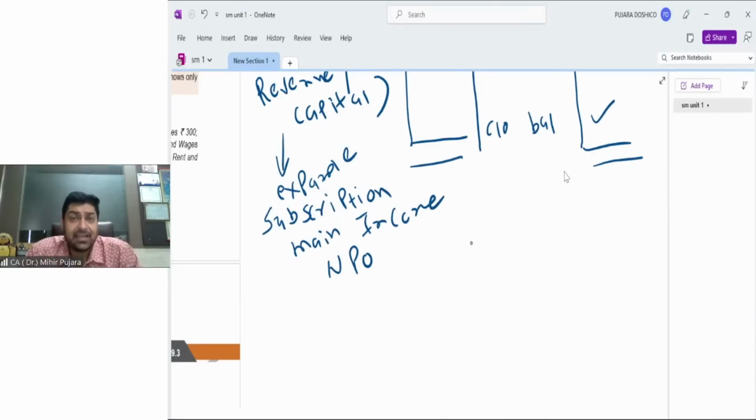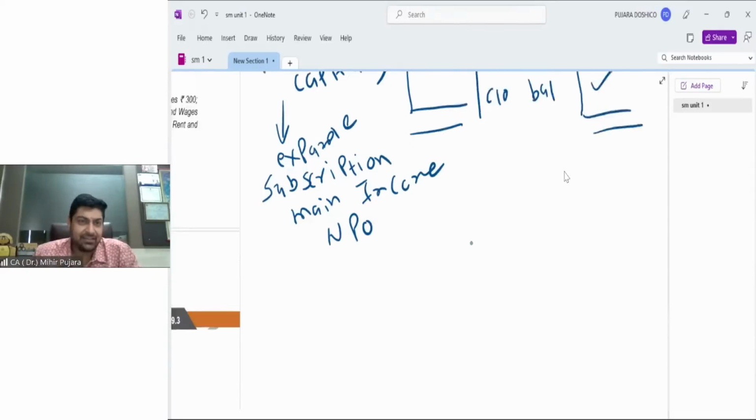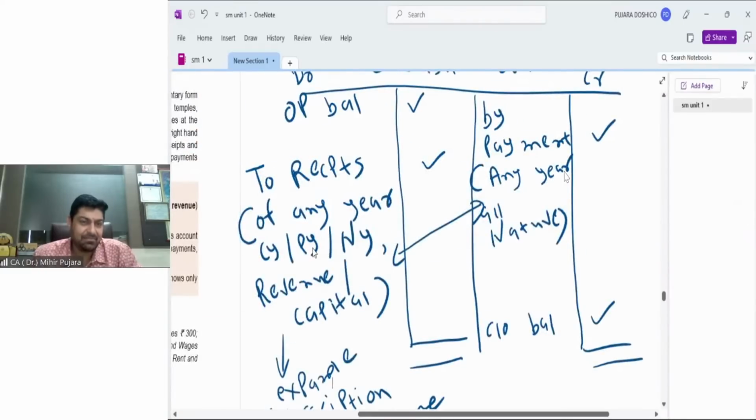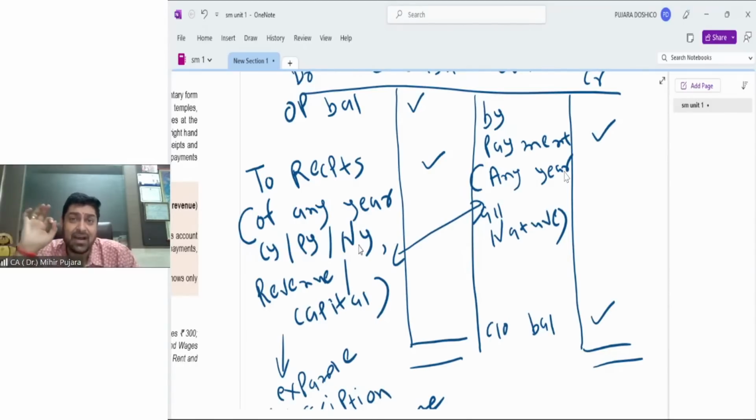Now, subscription. If the club or NPO or society is receiving subscription from members, whether it is of the current year, previous year or next year, some members are paying subscription of the current year, some are paying outstanding subscription of last year, some are paying subscription as an advance for the next year, then all are recorded here. Debit side of RNP account.